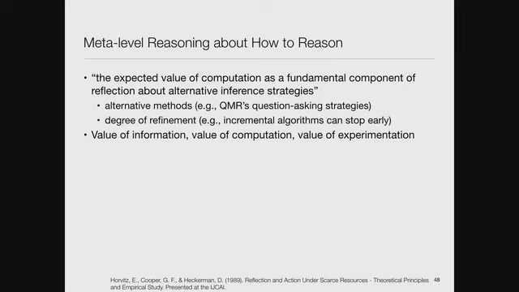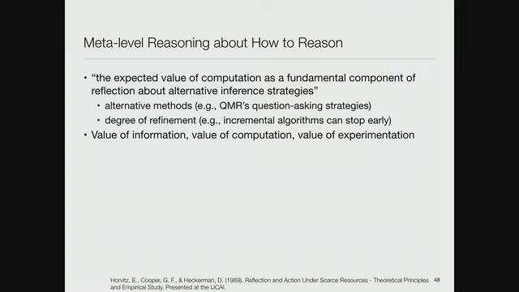So the expected value of computation is a fundamental component of reflection about alternative inference strategies. For example, I mentioned that QMR had these alternative questioning methods depending on the length of the differential that it was working on. So that's an example of a kind of meta-level reasoning that says that it may be more effective to do one kind of question asking strategy than another.